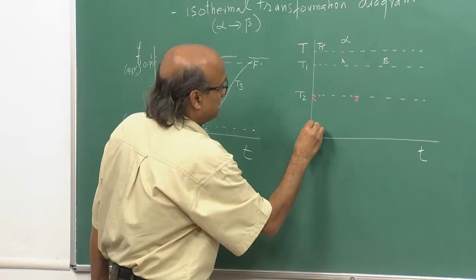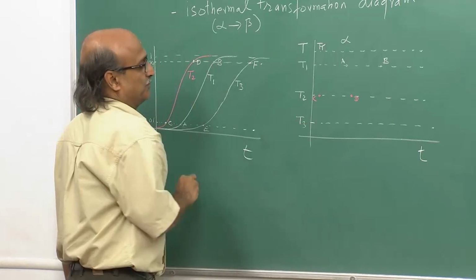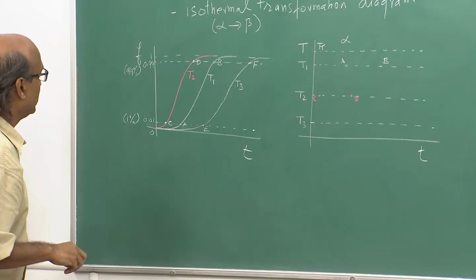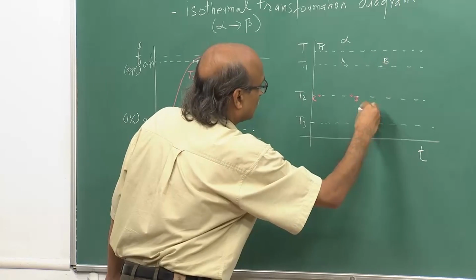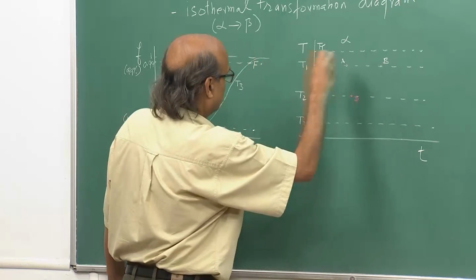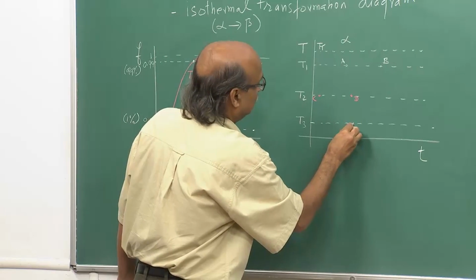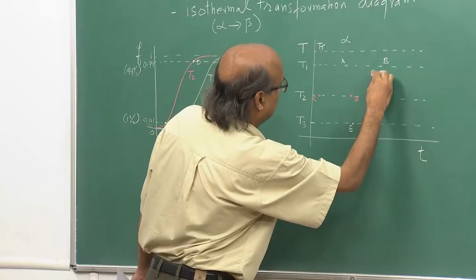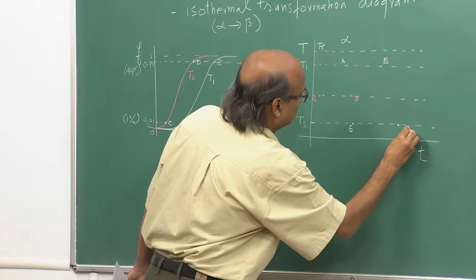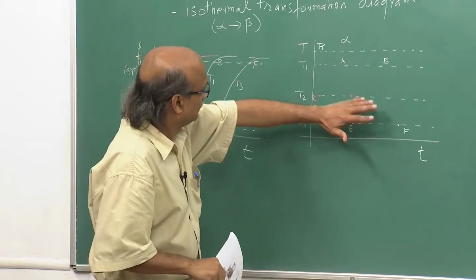Correspondingly, on this diagram, I note this T3 as the transformation temperature, and point E, let us say maybe somewhere here, and point F is, let us say, somewhere here. So, I have these points plotted in this fashion on this diagram.